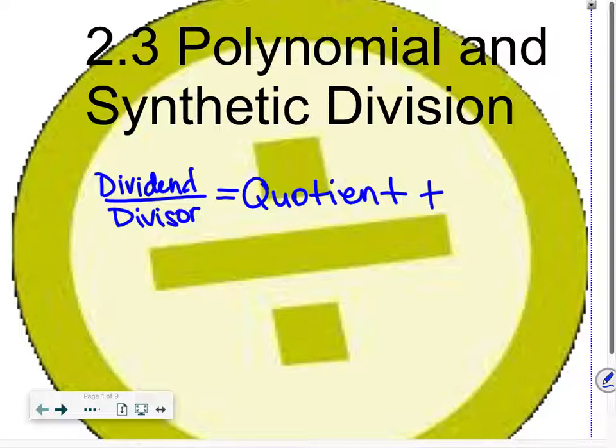And then if we have a remainder, then we tack it on to the end over our divisor. Right? And in that video, there were a few examples. I know at least one of them had a remainder, right?